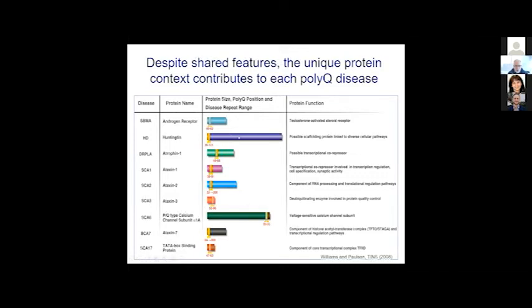I initially started working in huntingtin as a postdoc. It's just a massive protein. Ataxin 3 was cloned, and I switched over to ataxin 3. We could make recombinant protein pretty easily and study it. Even though it's a lot smaller, it's still a very complex protein.